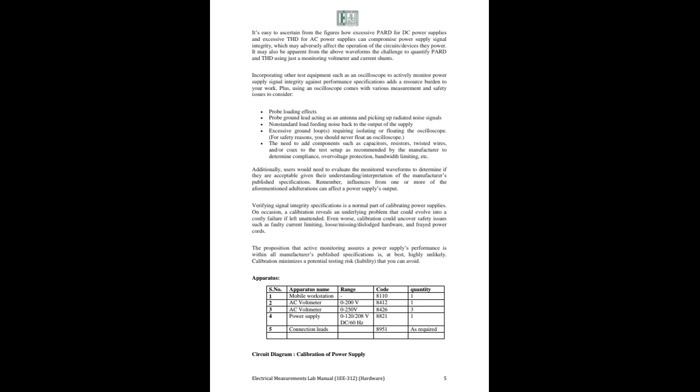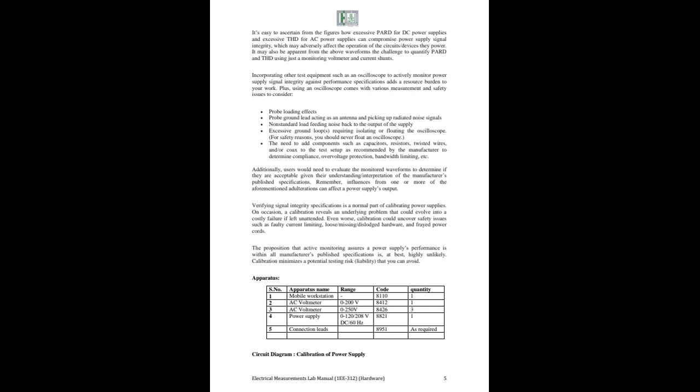It's easy to ascertain from the figures how excessive PERD for DC power supplies and excessive THD for AC power supplies can compromise power supply signal integrity, which may adversely affect the operation of the circuits or devices they power. So if PERD is more in the DC and THD is more in the AC, that will affect the operation of the circuits and devices.